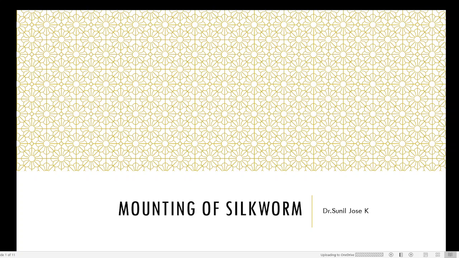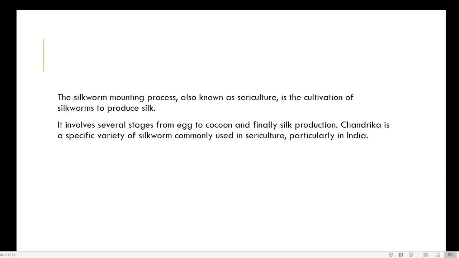This is a very small topic. Almost all the ideas you might have got already. So here there are a number of stages involved in the mounding of silkworm, and you can see the stages one by one. The silkworm mounding process, also known as the cultivation of silkworm to produce silk, is mainly what is meant by silkworm mounding. A number of stages are involved, starting from egg to silk production.